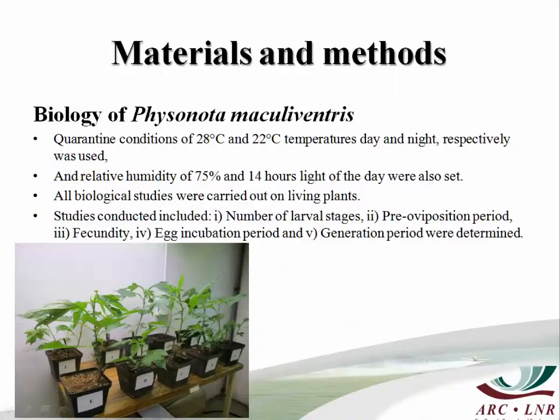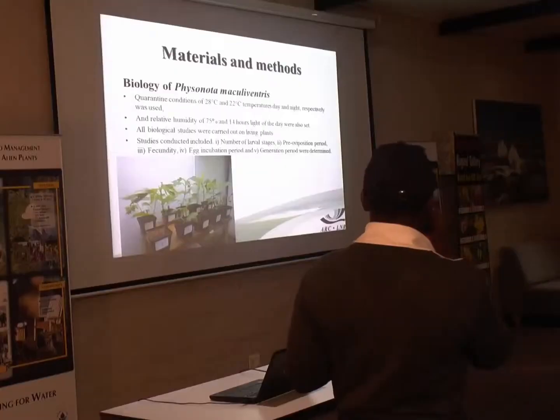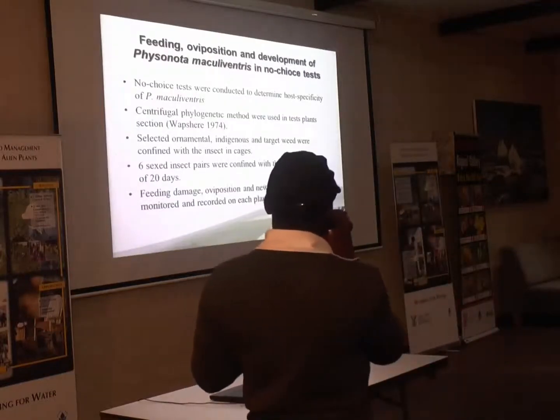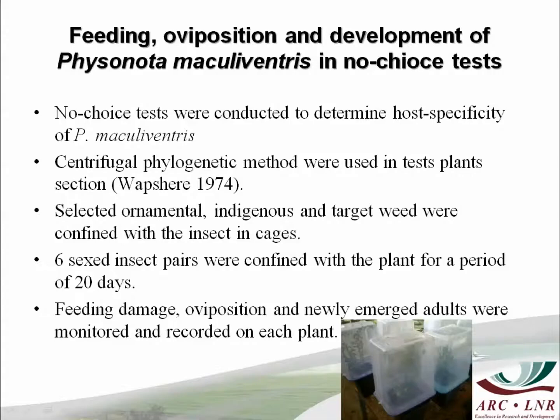The studies conducted included the number of larval stages, pre-oviposition period, fecundity, egg incubation period, and the generation period, which were determined. The feeding and oviposition test was basically a no-choice test conducted against the selected insect, and the centrifugal phylogenetic method was used to select the test plants.